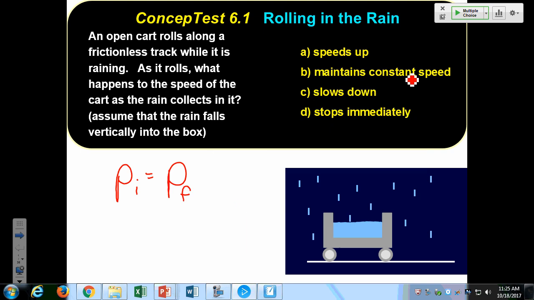Okay, good. C is the right answer. My momentum has to remain constant. But as mass drops into the cart, the mass is going to go up. The cart is going to get more massive as the rainfall drops into it. And so therefore, for P to remain constant, V has to decrease. So C is the right answer here.